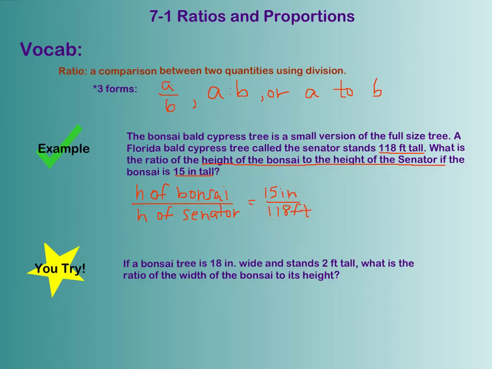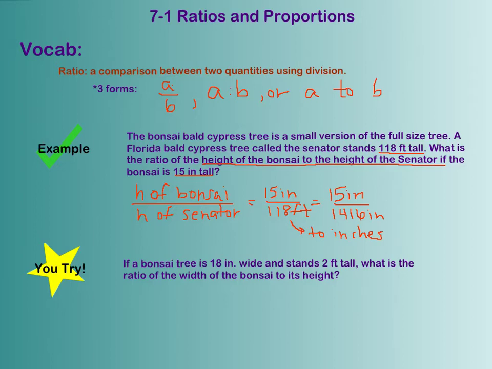I have to make sure that my units are the same. So I'm going to continue that 15 inches over, but then I need to convert 118 feet to inches. So to do that, I'm going to multiply by 12 since there's 12 inches in a foot, which gives me 1,416 inches.